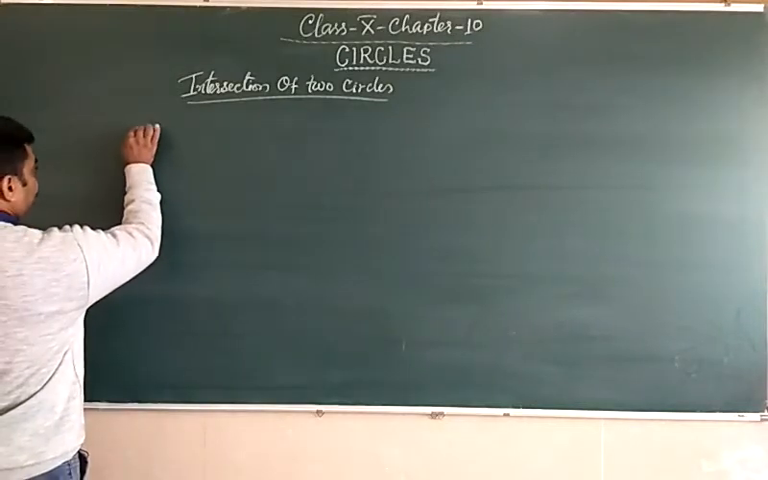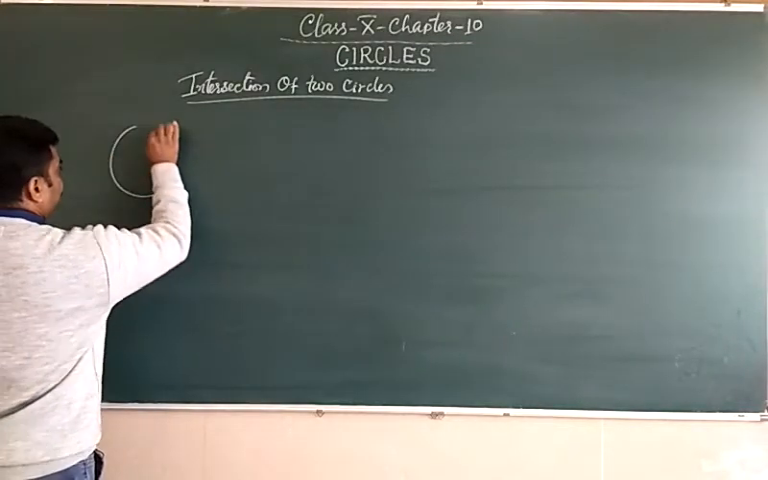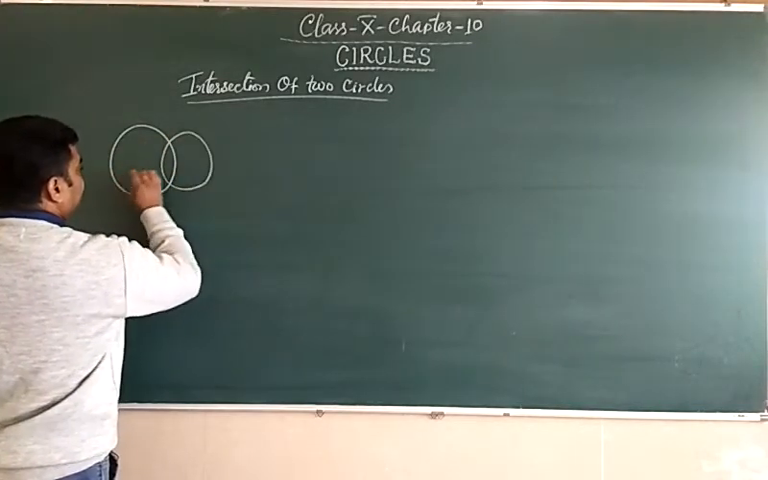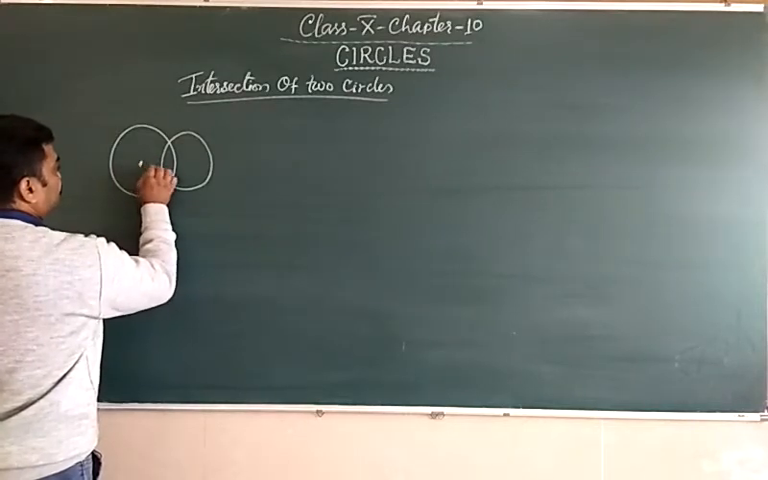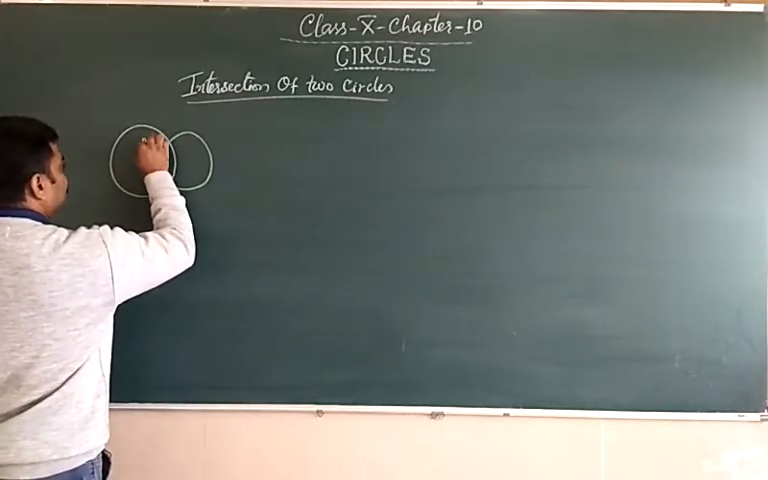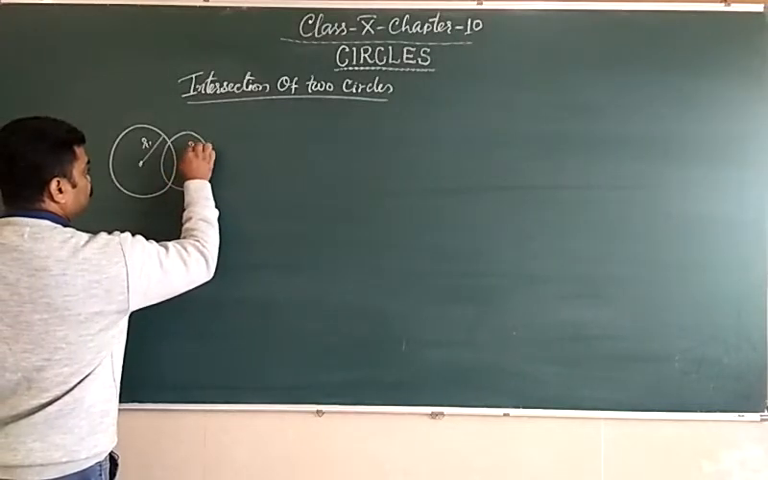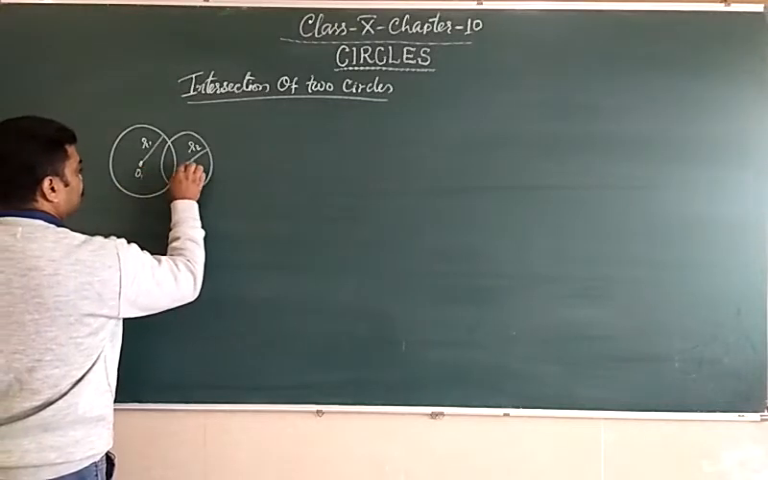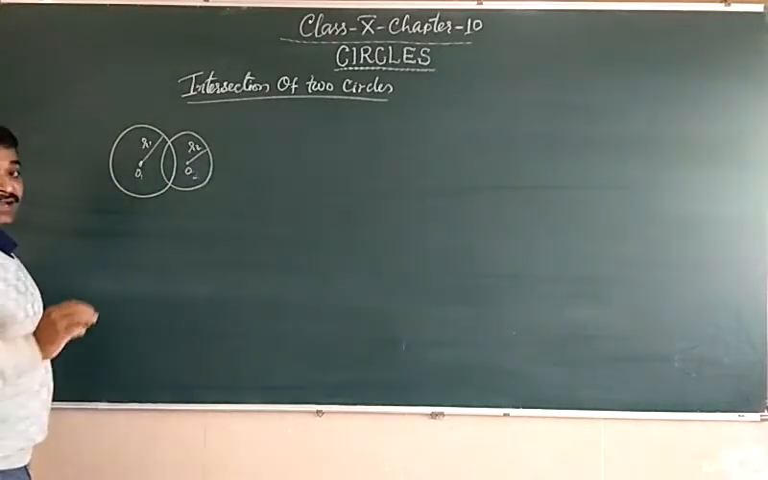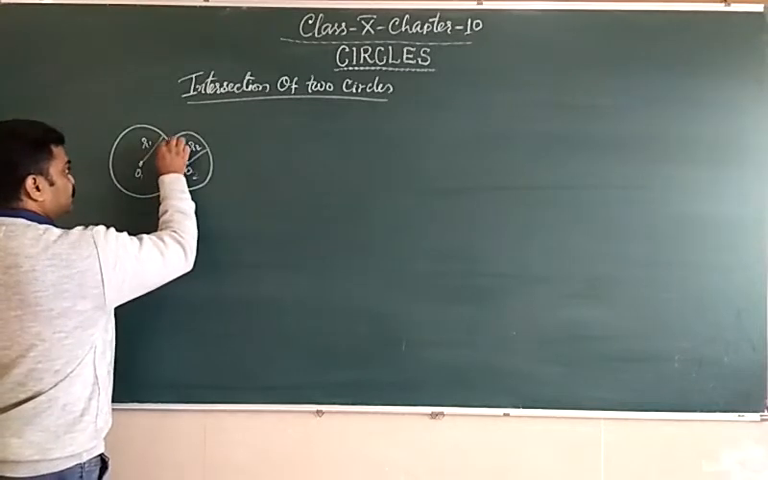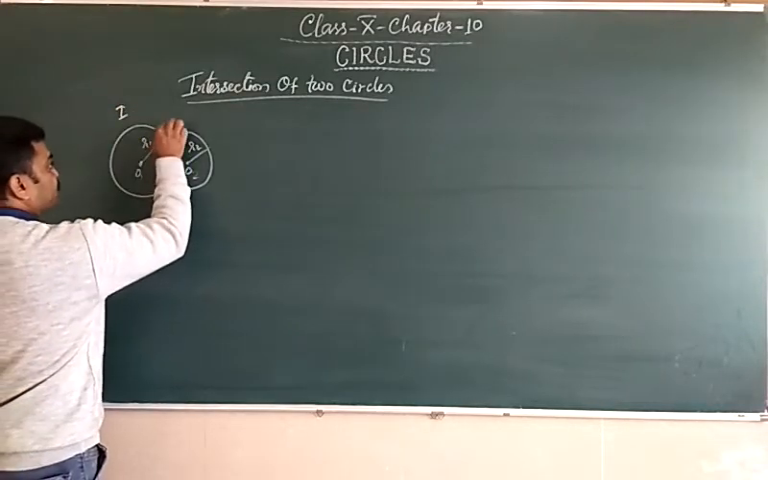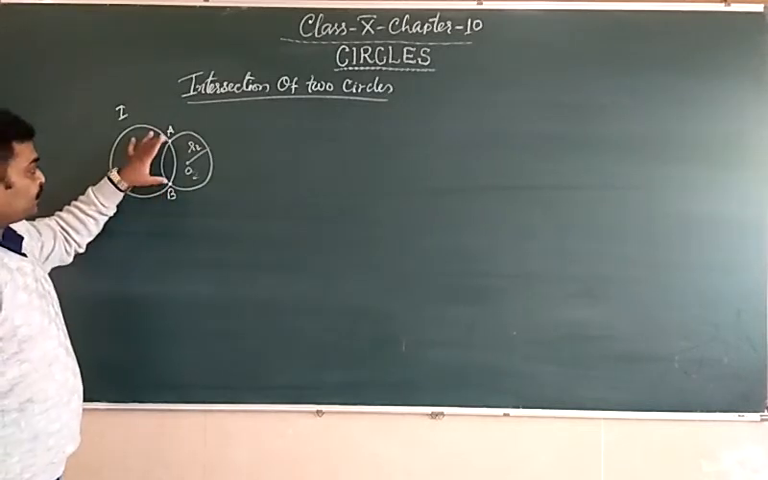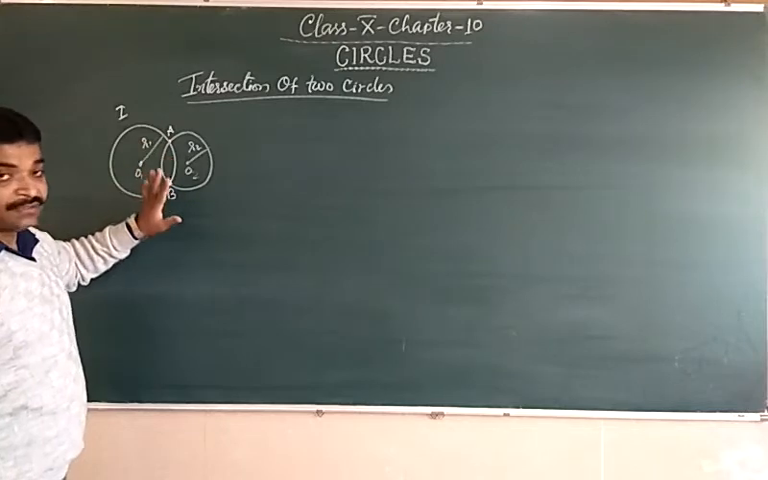First is two circles having different radii, that is R1 and R2, and different centers like O1 and O2, intersecting at 2 points. In the first case, two circles intersect at 2 points A and B.